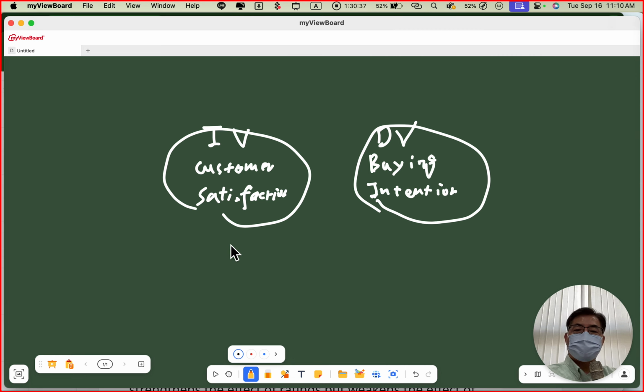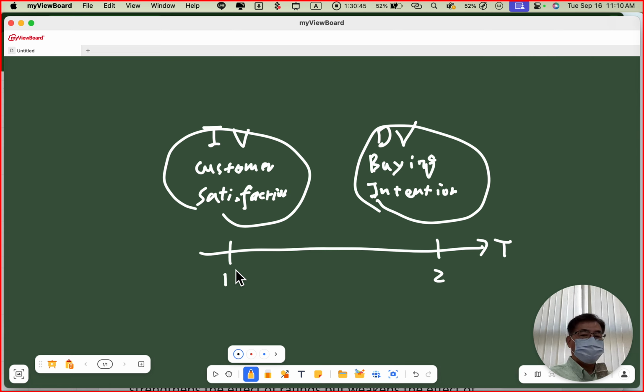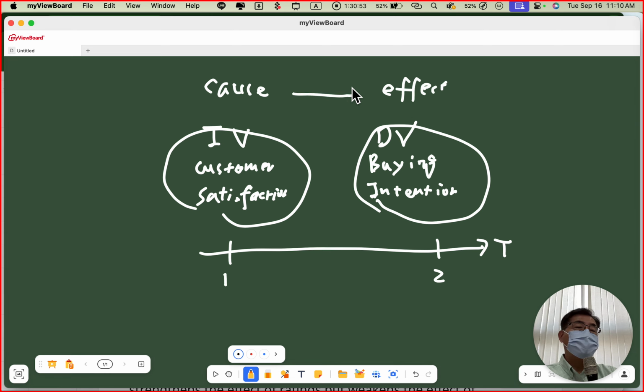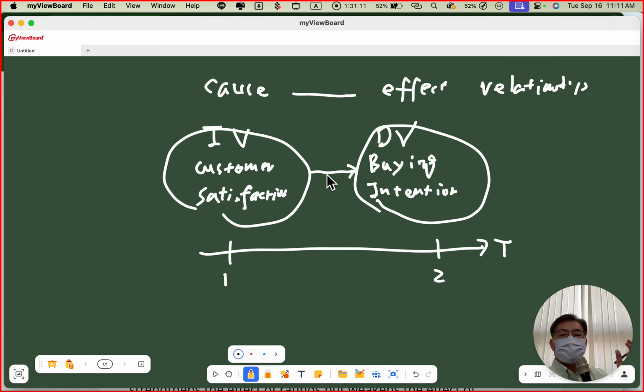Okay. For this time, I can collect data. There's two and there's one. I want to study cause and effect. This is the cause and this is the effect. And this line represents the relationship, cause and effect relationship. I will draw an arrow pointing from left to right. It means the customer satisfaction affects the buying intention.